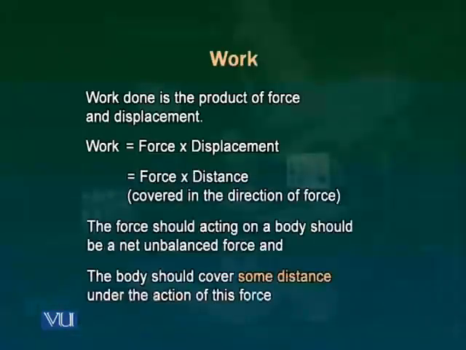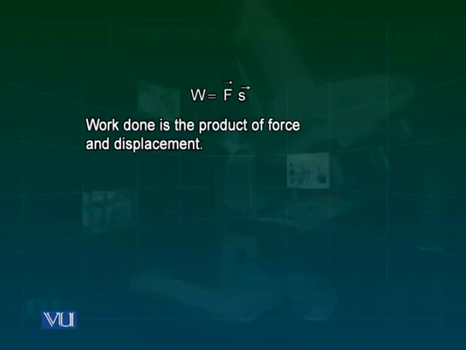Because the net force is zero, of course, work will not be done. And the object has to move a certain distance in the direction the force is applied. Work, therefore, is defined as F into S, or force multiplied by distance. Work is a scalar quantity, and its units are Newton meter or joules.